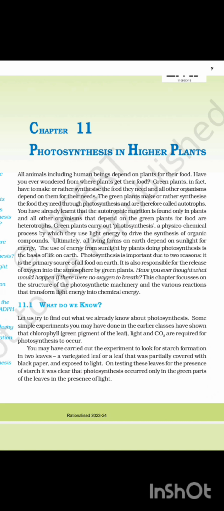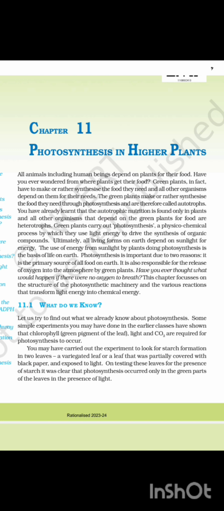Photosynthesis is important due to two reasons. It is the primary source of all food on earth. It is also responsible for the release of oxygen into the atmosphere by green plants. Have you ever thought what would happen if there were no oxygen to breathe? This chapter focuses on the structure of the photosynthetic machinery and the various reactions that transform light energy into chemical energy.